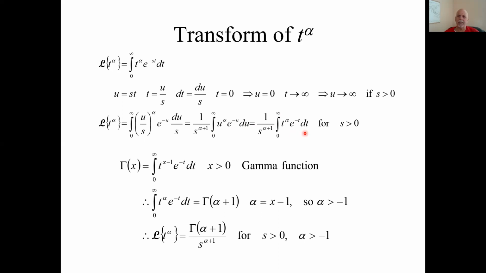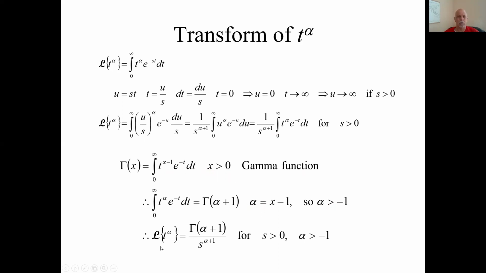Well, it turns out it's a gamma function. Here's what the gamma function is. It's described as a function of x, say. It is this integral. And we're not going to worry too much about it. It's only defined for x greater than 0. That's what we call the gamma function. So this integral up here is actually the gamma function with the argument alpha plus 1. Our alpha equals x minus 1. So we require alpha to be greater than minus 1. That came from this restriction of the gamma function.